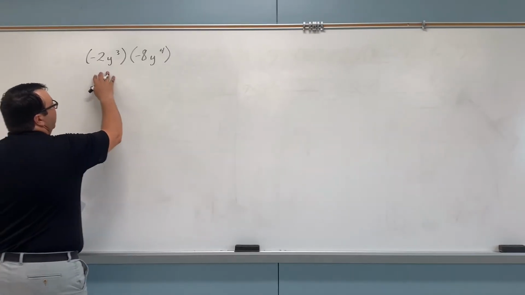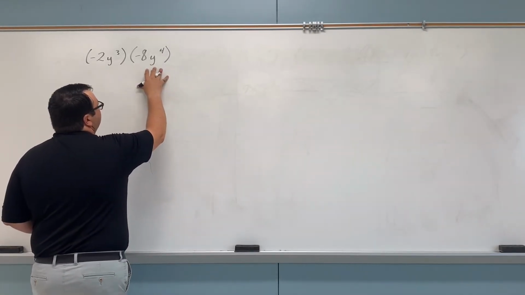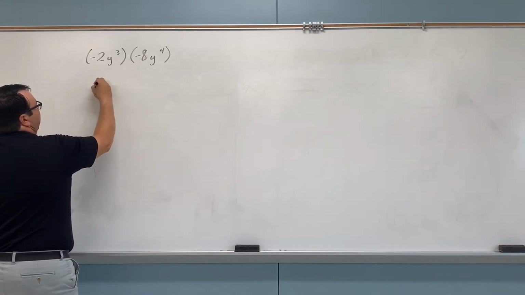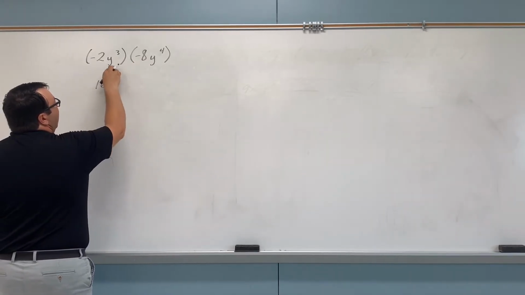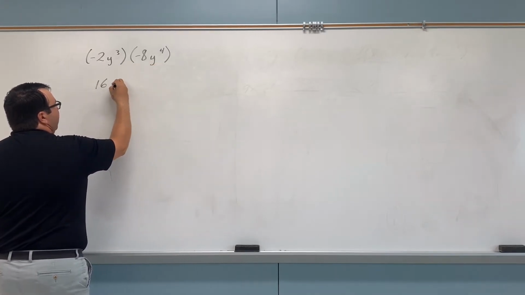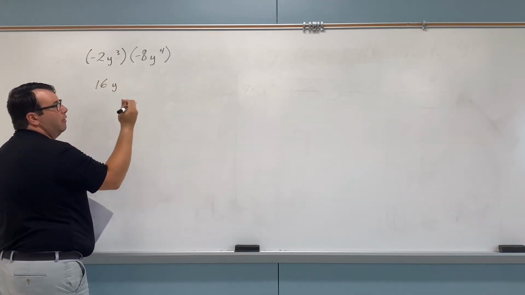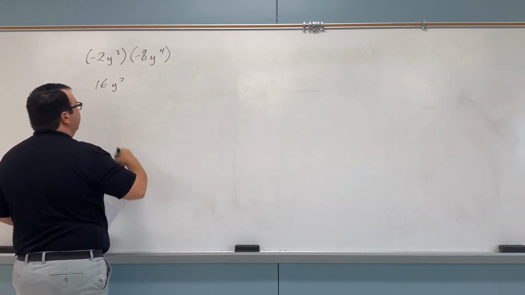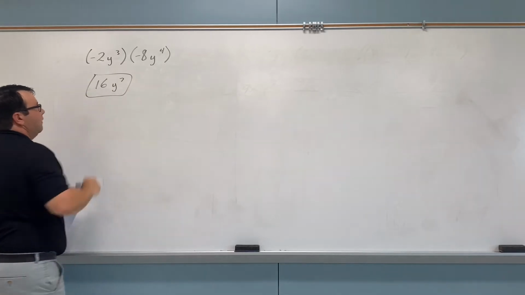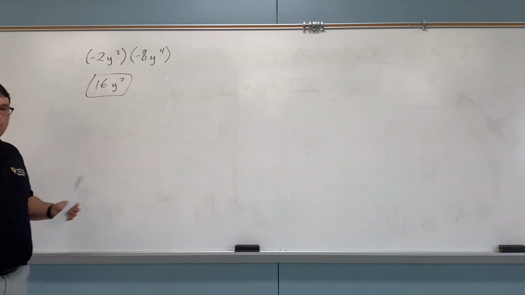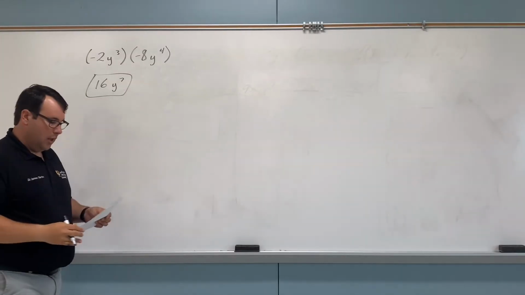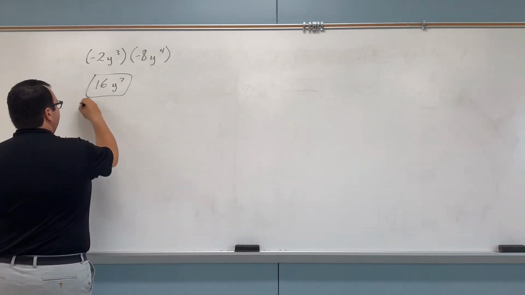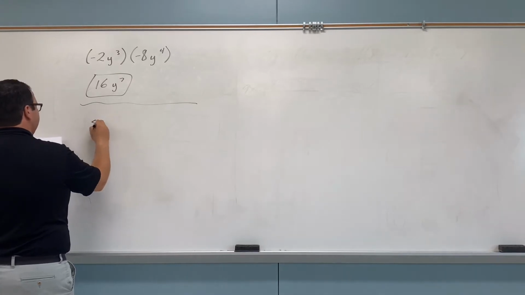So I have negative 2y cubed, negative 8y to the fourth. Go ahead and multiply your coefficients. That's negative 2 times negative 8, which is positive 16. Y to the third and y to the fourth, you have the same base of y. Remember, this is your product rule. You add 3 and 4 to give you 7. And so you have 16y to the seventh. Pretty straightforward.